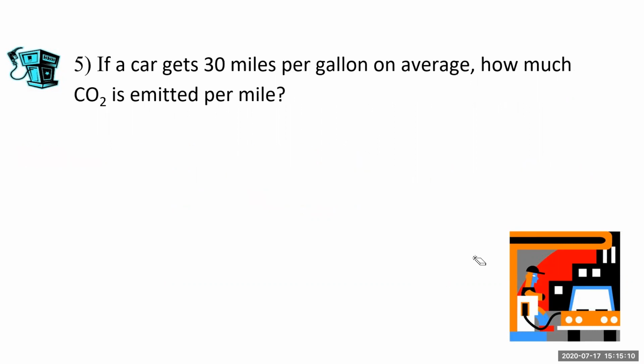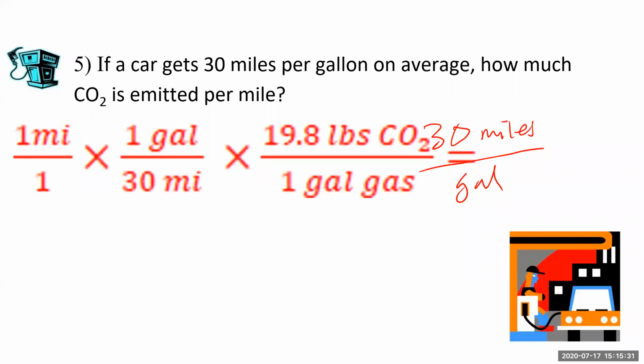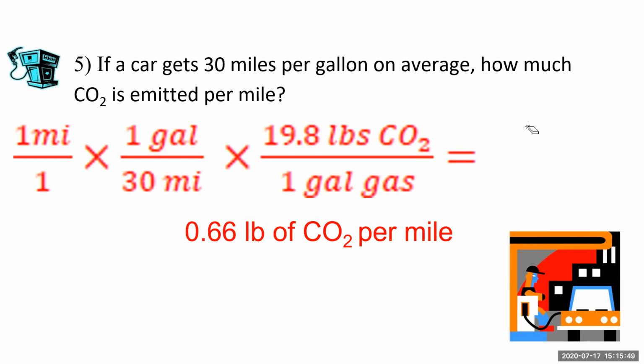Number 5, if a car gets 30 miles per gallon on average, how much CO2 is emitted? So 30 miles per gallon, right? So you just do 30, okay? And then you multiply by that. Is that okay? Nice. So that is how much CO2 you emit. Is that okay? Nice. So that's basically how you do that.